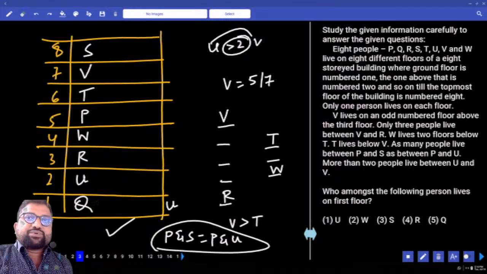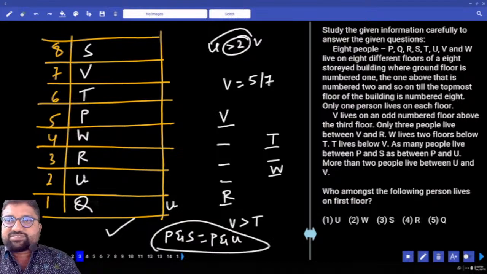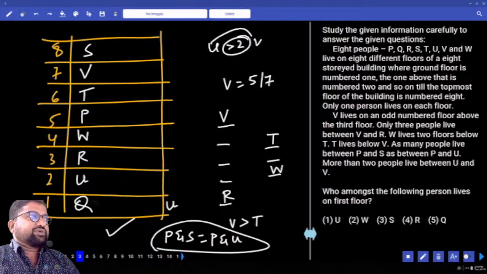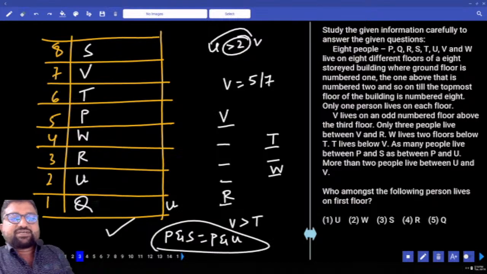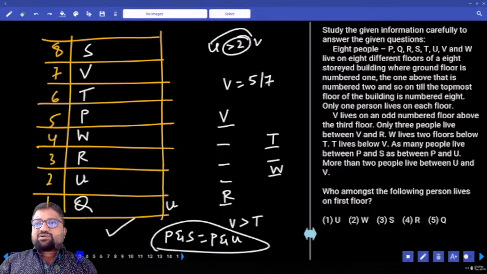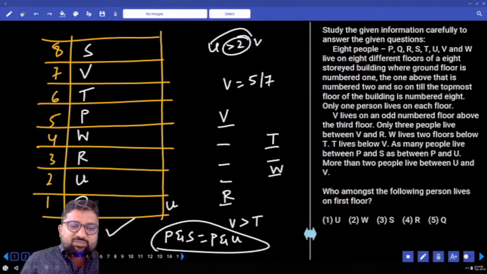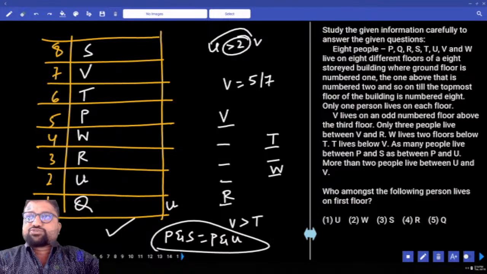Even in the exam, you have to explore the possibilities in the same style. Until and unless you are very lucky, you won't get the answer in one single case. If you had started with V on the 7th floor, obviously you would have got the answer in the starting case itself. But I am not supposed to do that. I need to show you how to explore the possibilities.